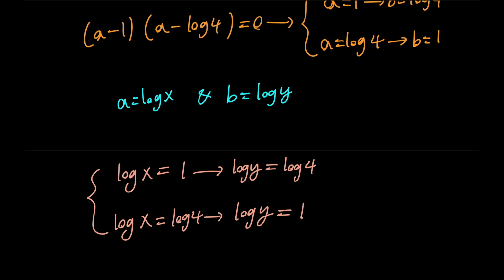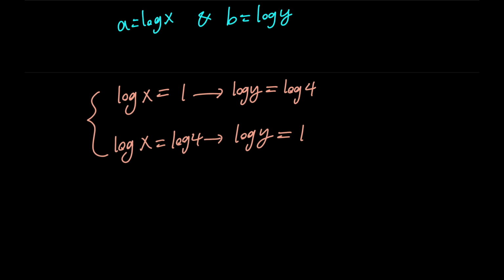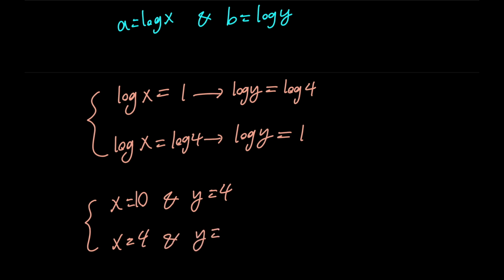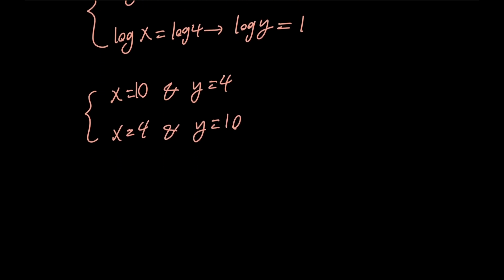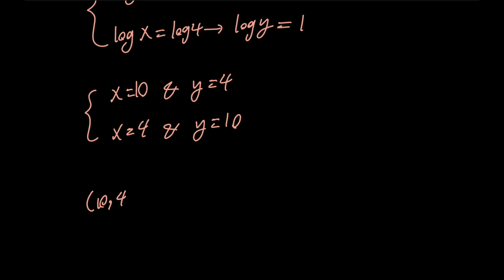So let's go ahead and use the definition of logarithm to solve these equations. From the first one, we're going to get x equals 10 and y equals 4. And from the second one, we're going to get x equals 4 and y equals 10. So 10 comma 4 and 4 comma 10 are two pairs of solutions, the only pairs of solutions that we have for x and y.